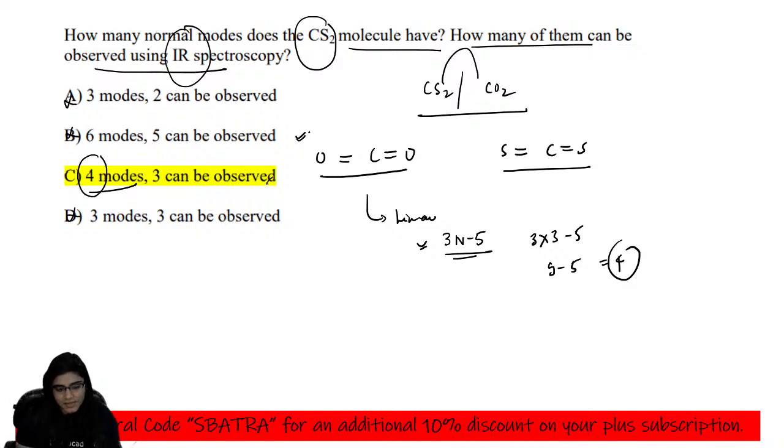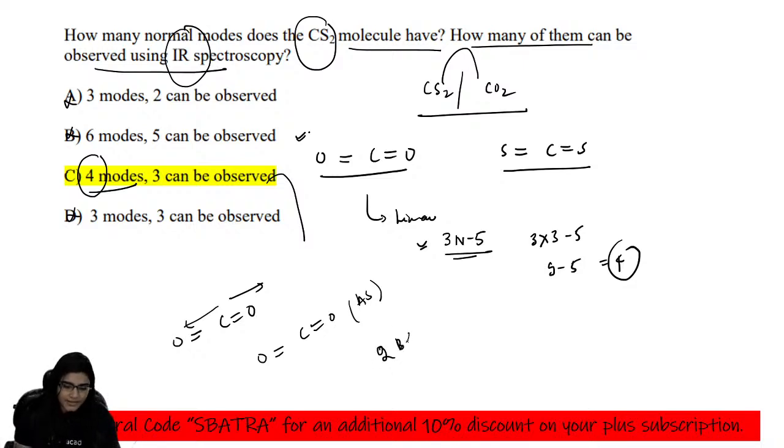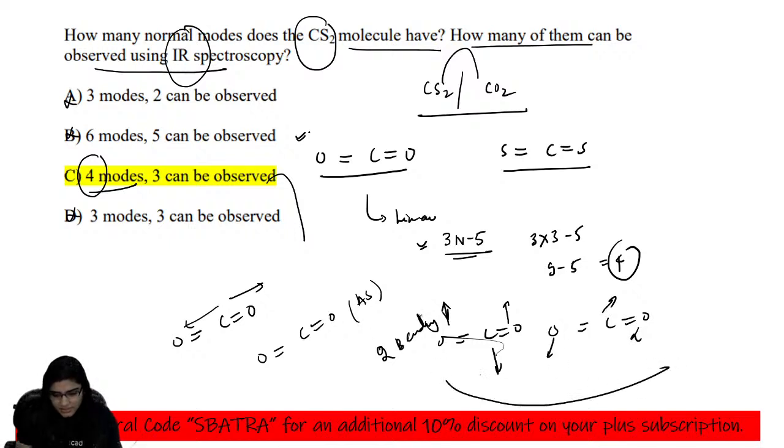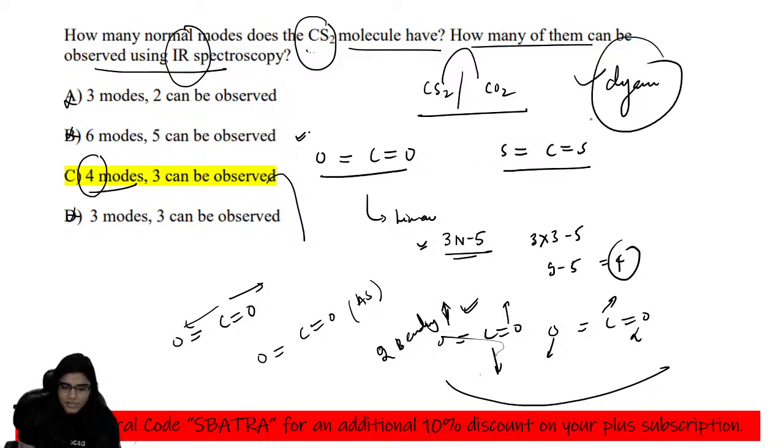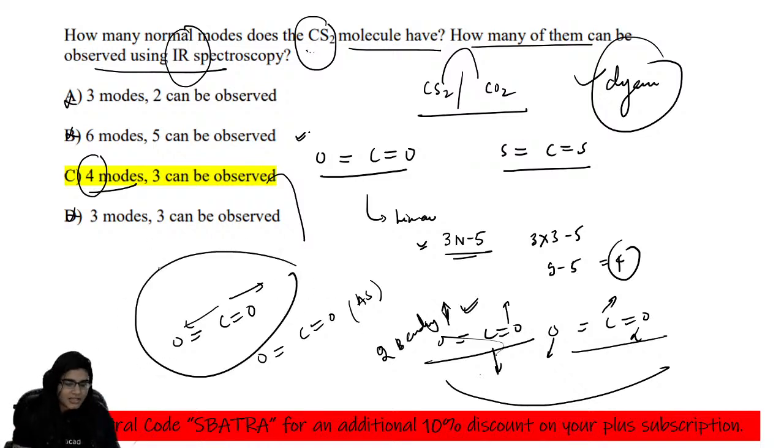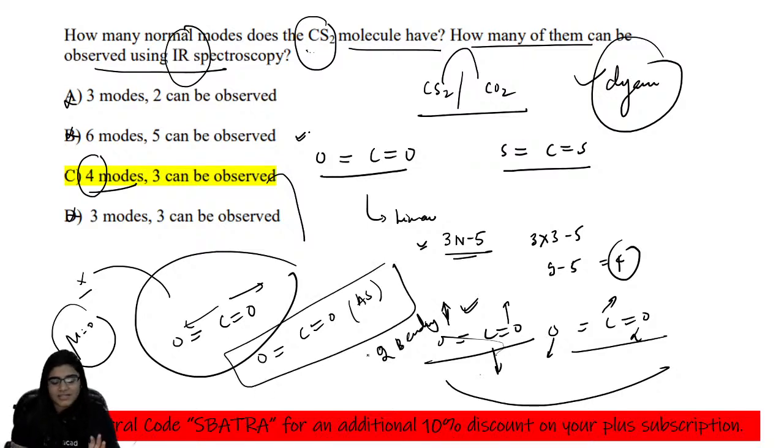And how many of them can be observed during IR spectroscopy? You have one symmetric stretch, you have one asymmetric stretch, and you have 2 bending vibrations, like this. You can observe these in IR spectroscopy because you have a dynamic dipole moment. For IR spectroscopy you should have a dynamic dipole moment. In the asymmetric stretch and the bending you have a dynamic dipole moment, but in the symmetric stretching it is not a dynamic dipole moment. The overall dipole moment would be 0. If the overall dipole moment is 0, this won't give you a signal in IR spectroscopy.